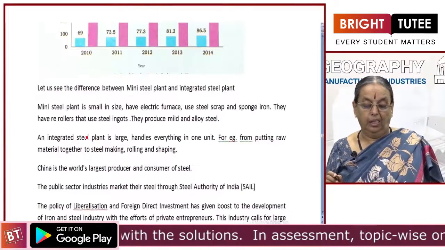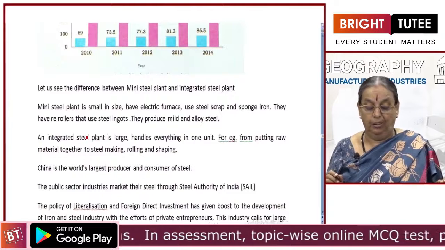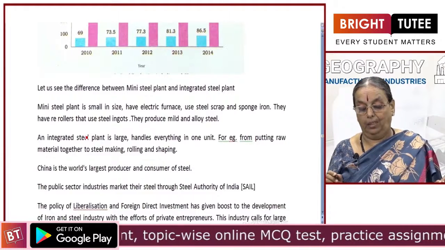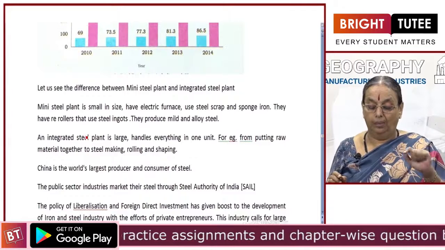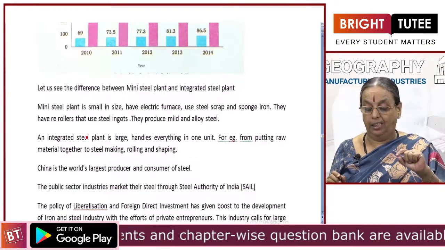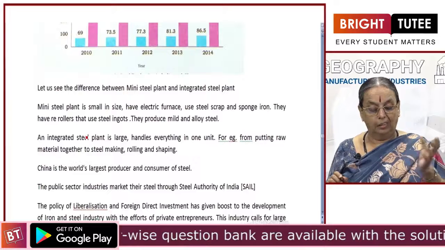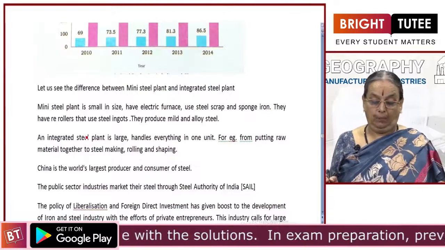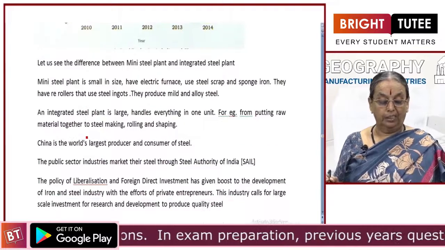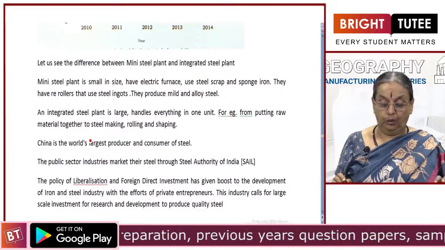Now, let us see what is the difference between the mini steel plant and an integrated steel plant. The 10 steel plants that we are talking about are integrated steel plants. Other than that, we have more than 200 mini steel plants which are spread all over India. Now, let us see what is the difference between the two terms.